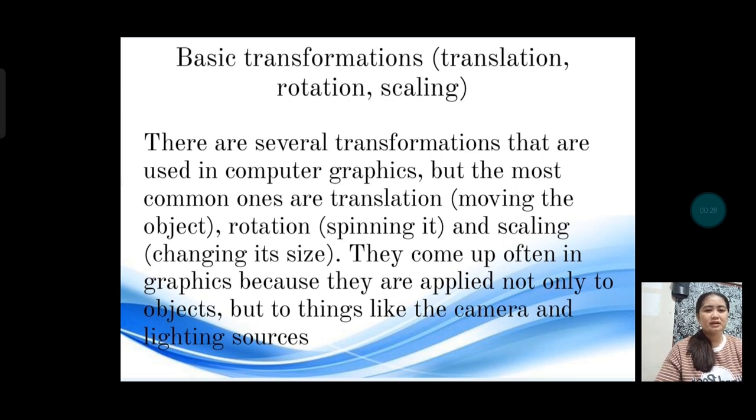There are several transformations that are used in computer graphics, but the most common ones are translation, moving the object, rotation, spinning it, and scaling, changing its size. They come up often in graphics because they are applied not only to objects but to things like the camera and lighting sources.